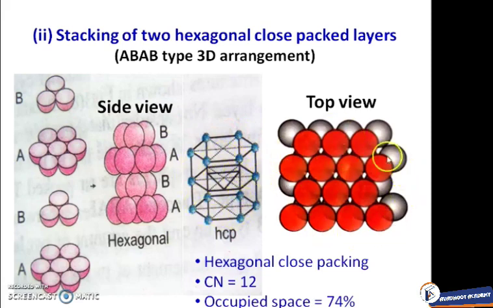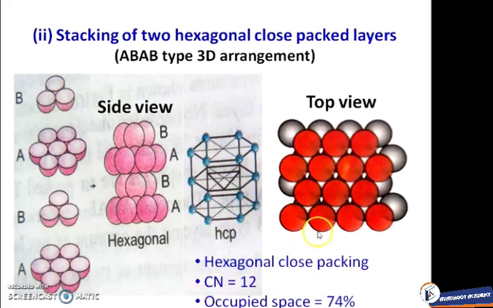And this is the top view. The gray colored spheres, these are the bottom spheres, and the orange or brown colored spheres, these are the B type of spheres. So AB type of 3-dimensional arrangement results in the formation of hexagonal close packed structure.